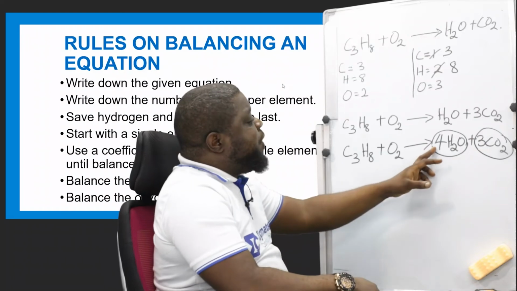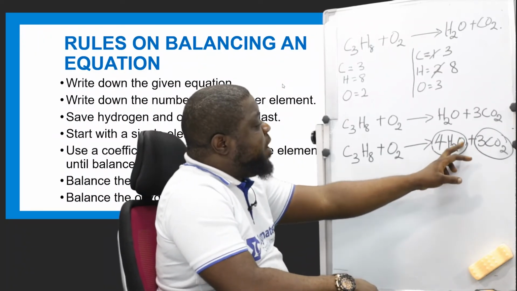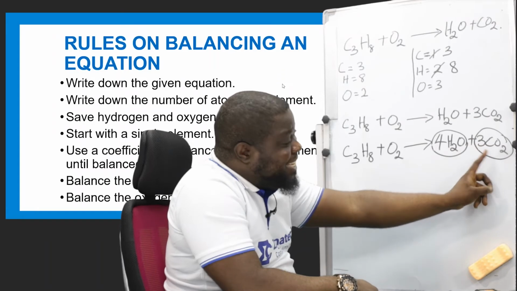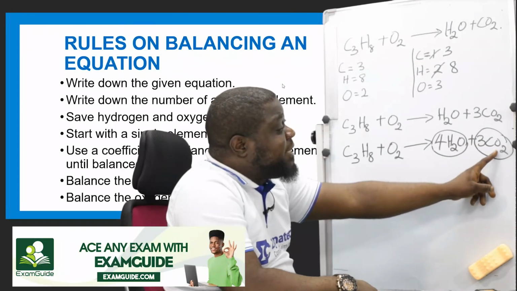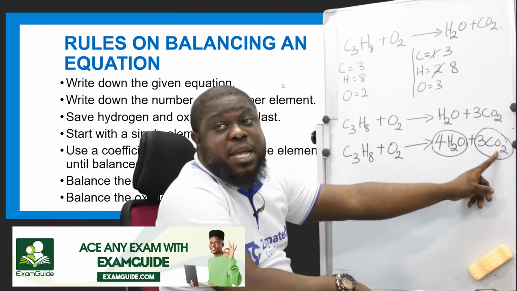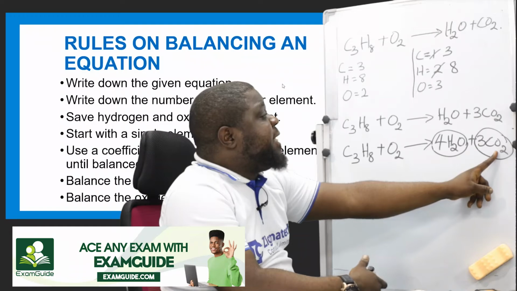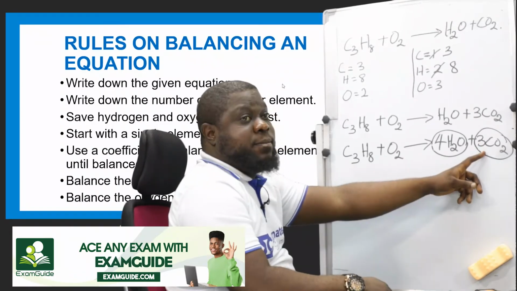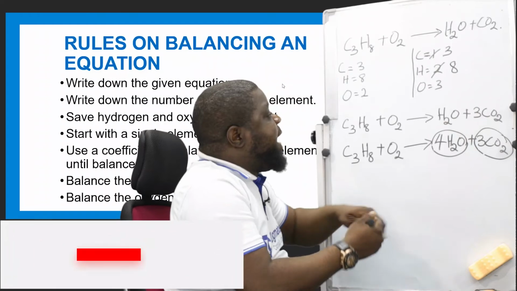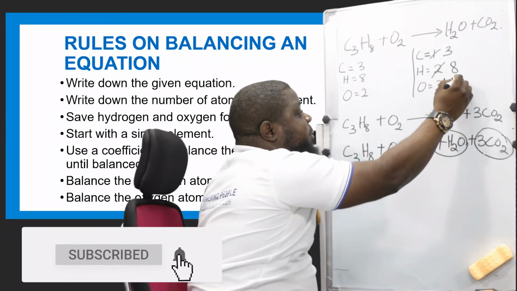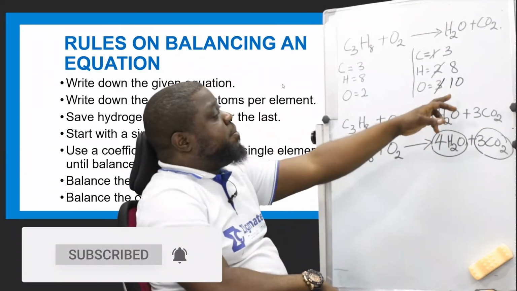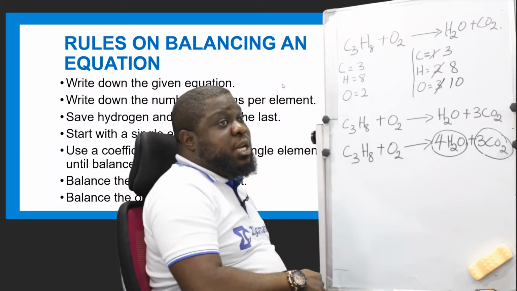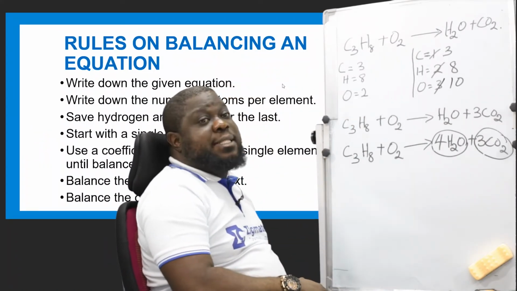Now, if we calculate, 4 oxygen is 4 here, plus oxygen is 6 here. Why? Because oxygen has a subscript of 2 in this place, times it by 3, it will be 6. So oxygen is 6 here, plus 4 here, oxygen is 10 here. Oxygen becomes 10 on the right-hand side.